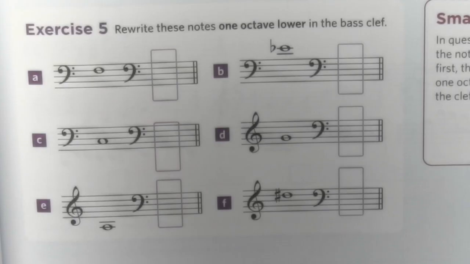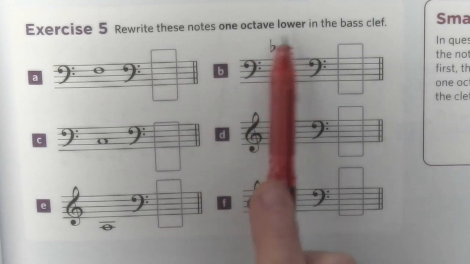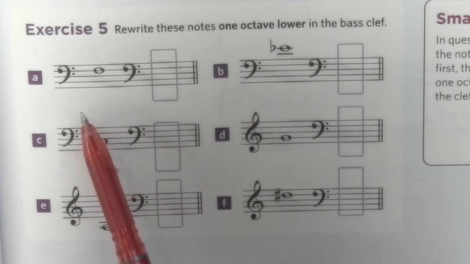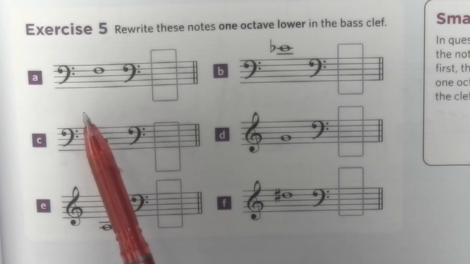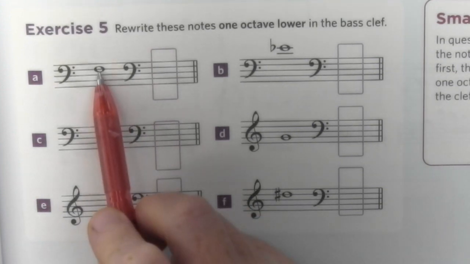Exercise 5. Okay, here we need to write the notes 1 octave lower. So once we find the same pitch, we transpose it an octave lower. So there is an extra step that we must not forget. This fa.